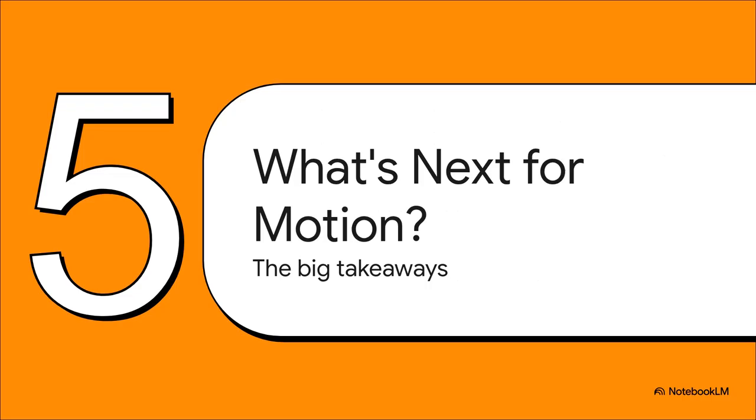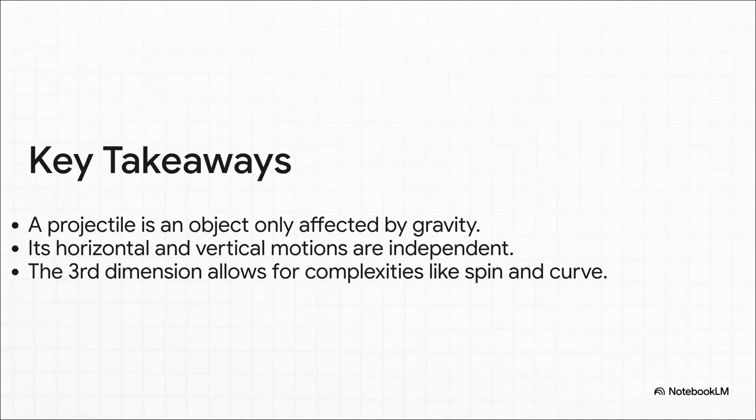Phew, we have gone on quite a journey, from a simple 2D arc all the way to the wild complexities of 3D motion. So let's just quickly recap the biggest takeaways here. If you remember anything, remember this. 1. Our whole model starts with an ideal projectile, where gravity is the only thing in charge. 2. The absolute game changer is knowing that horizontal and vertical motions are separate things. They don't affect each other. And 3. Adding that 3rd dimension, the z-axis, is what lets us model all the cool, complicated stuff we see in real life, like spin and curve.